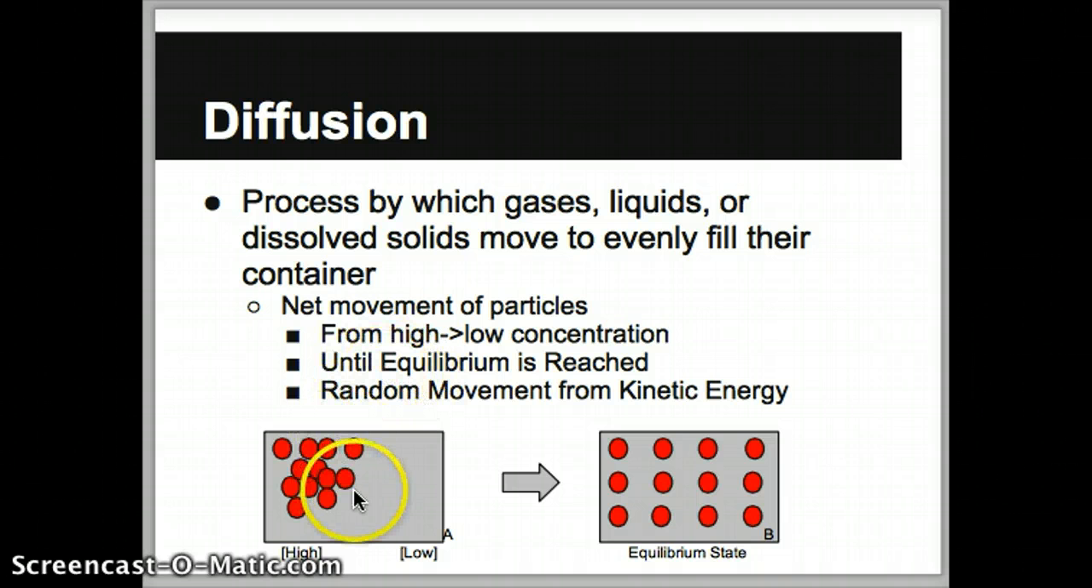So in this example here, we have the cluster in box A of red particles. Say that's some salt you dropped in a glass of water. Where you drop the salt in is going to be the high concentration. It's going to move towards the area of low concentration on this right-hand side. Over time, the salt particles will continue to dissolve and evenly fill the container of water.